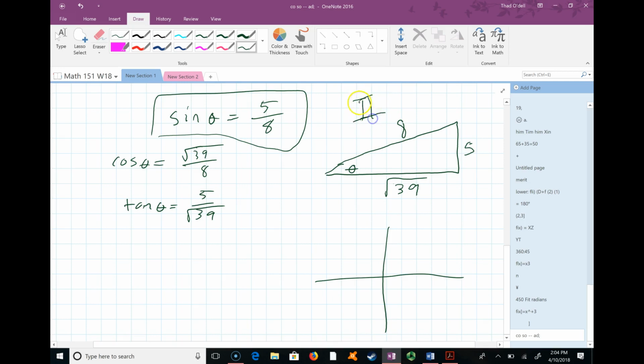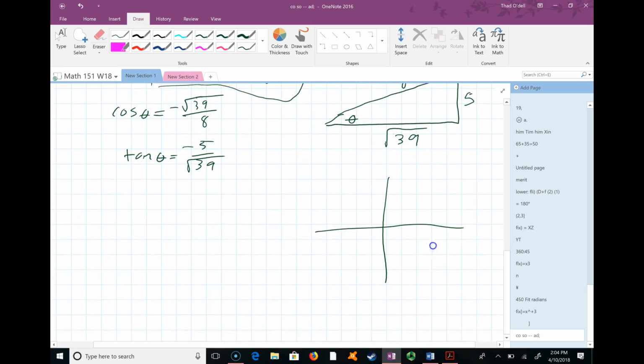If we were in the second quadrant, well, then we got a problem, because in the second quadrant we know cosine's negative. But if we know we're in the second quadrant, then we could just make this negative, and that would also make tangent negative, because tangent is sine over cosine. Okay, so the key is if we just have one trig value and know what quadrant we're in, we can calculate all the other ones. So let's do another example.